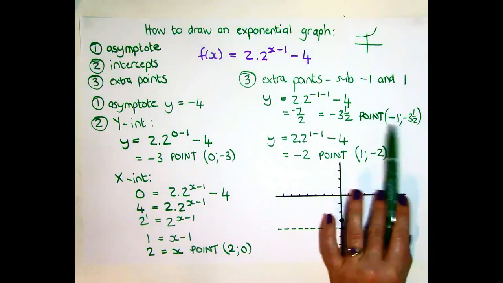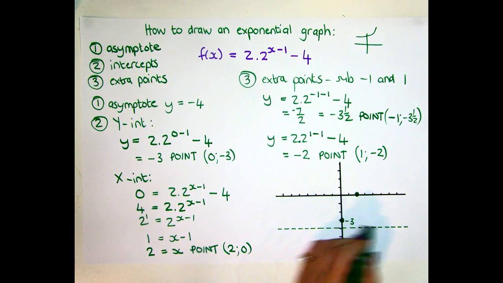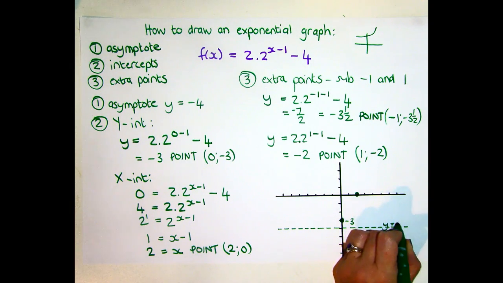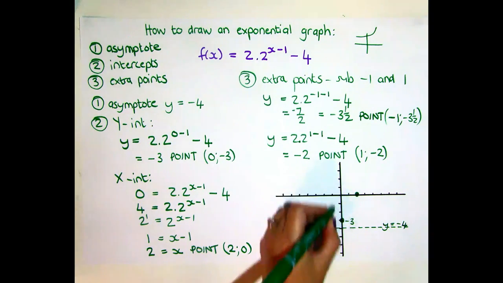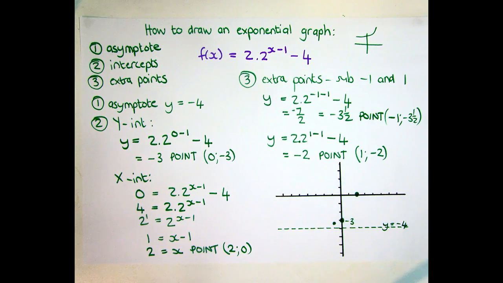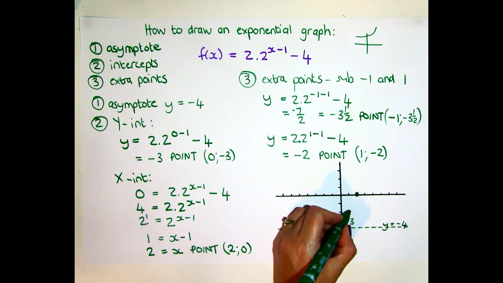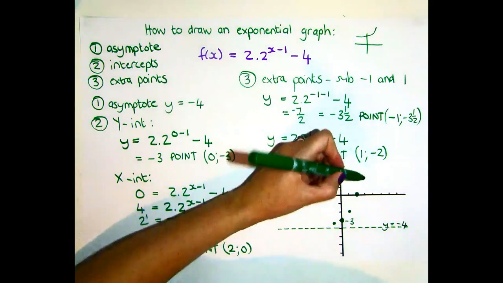And I've got them. I've got negative 1 and negative 3.5. So there's negative 3. I know that the asymptote is on y equals negative 4. So negative 3.5 is somewhere between those two. So it's negative 1 there, and negative 3.5 will be about there. And then I'm going to plot the other point, 1 and negative 2. 1 and negative 2 is over there. And you can see that that really helps to give a good shape.